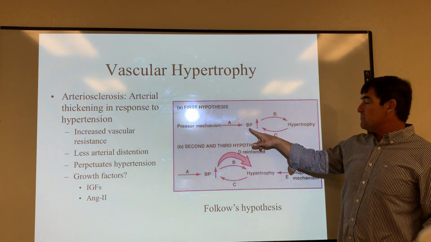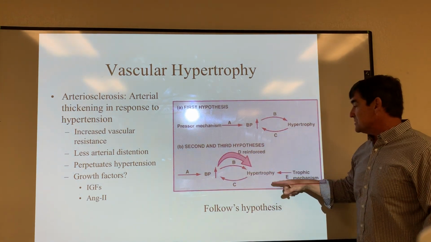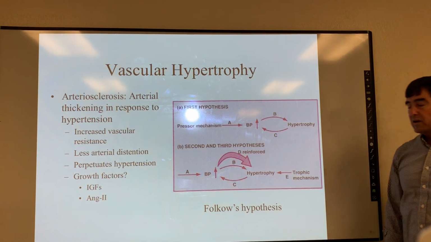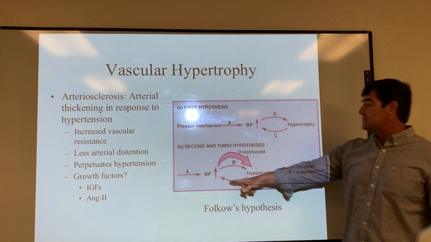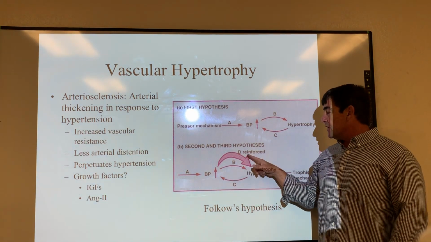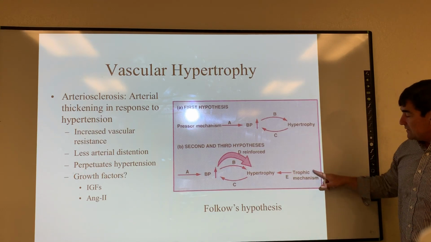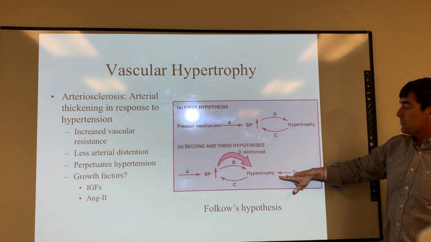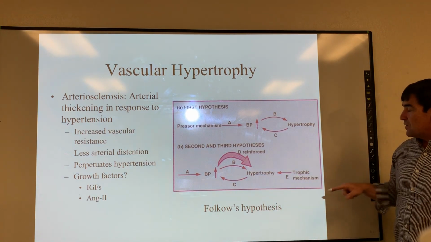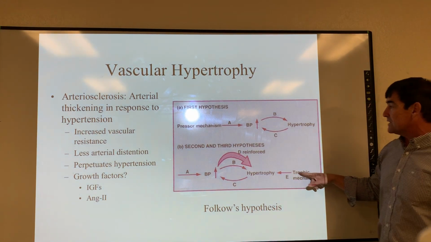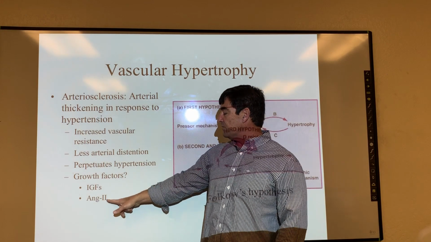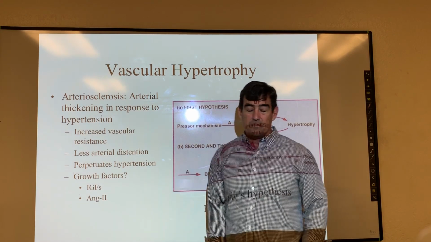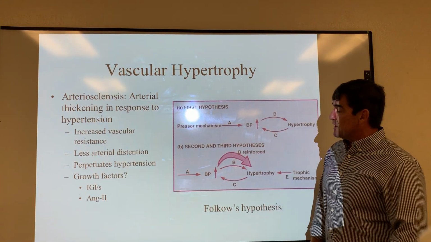One hypothesis is simply that there's a tonic mechanism that causes blood vessels to thicken in response to blood pressure, but the second part of this is very important. I want you to pay attention to it. This is called Folkow's hypothesis, and it basically says that with that increase in pressure, there is some, highlighted here, trophic mechanism that's causing that vascular hypertrophy. We're going to explore that trophic mechanism a little bit later, because the importance here is that it might involve angiotensin II.